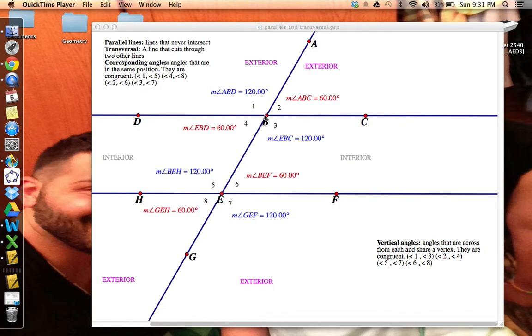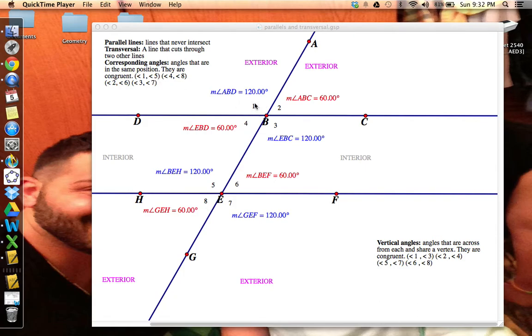Now let's jump back up to B. And then let's look at bottom right. Bottom right is angle 3. So the same position, if I look at point E, bottom right is angle 7. So angle 3 and angle 7 are therefore corresponding angles. And that's what we've got right here. Now remember, corresponding angles, they are congruent to each other.